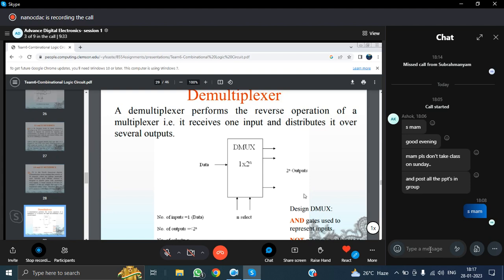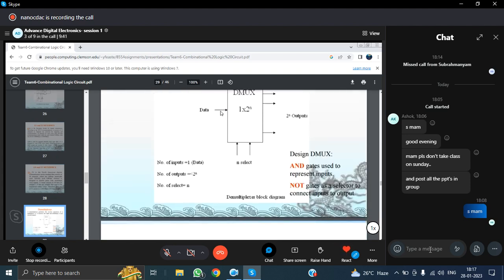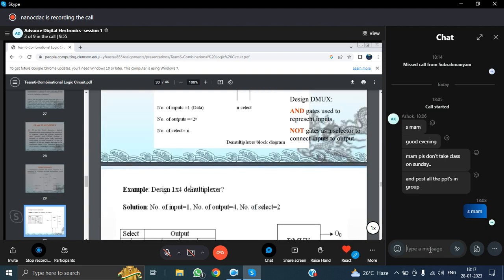A demultiplexer is the reverse of the multiplexer. It receives one input and distributes it over several lines. So only one input will be there, and this data will be distributed over several lines. The number of outputs will be equal to 2 power n, where n is nothing but the number of select lines.